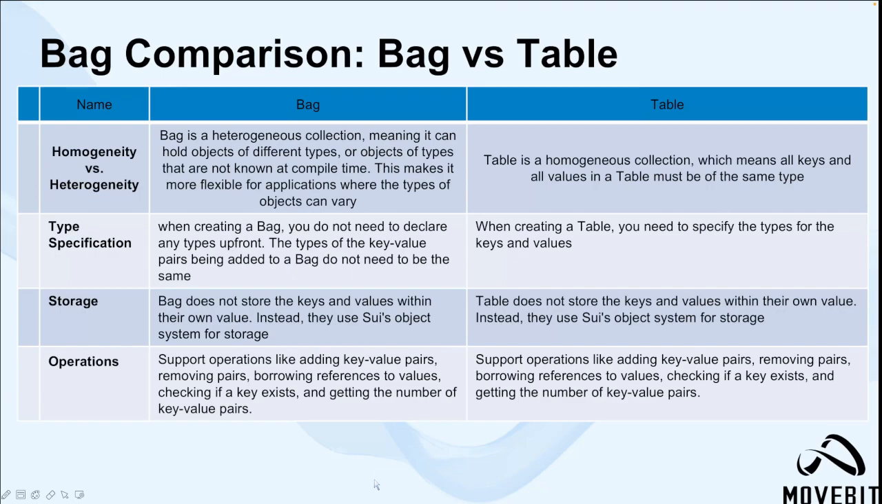And lastly is the operation. The functions for interacting with the bag collection are quite similar to the ones for interacting with the table collection. Both of them support operations like adding key-value pairs, removing pairs, borrowing references to values, checking if a key exists, and getting the number of key-value pairs. So in summary, if you know all the objects you need to store will be the same type, a table would be suitable. But if you need to store objects of different types, or if the types of the objects are unknown at compile time, then a bag would be more appropriate.